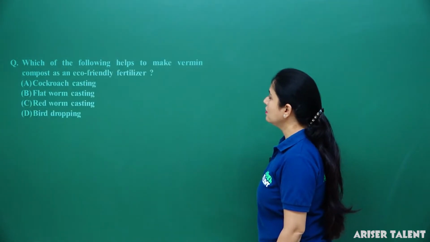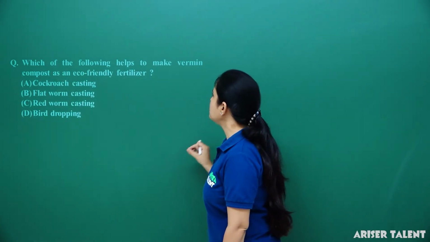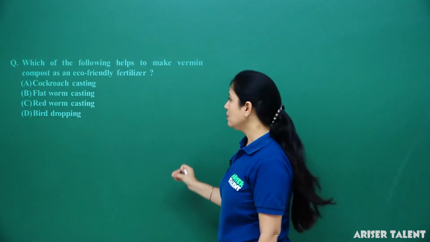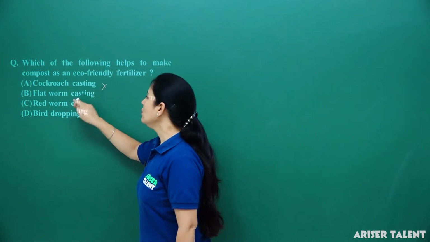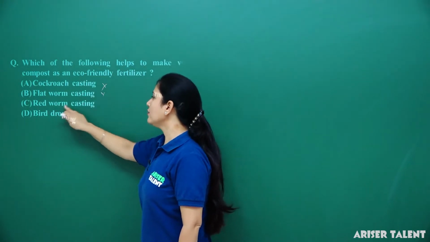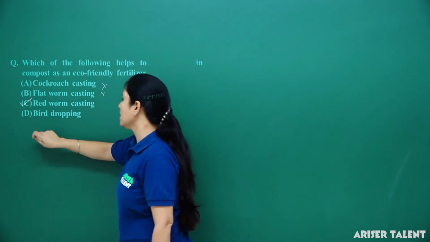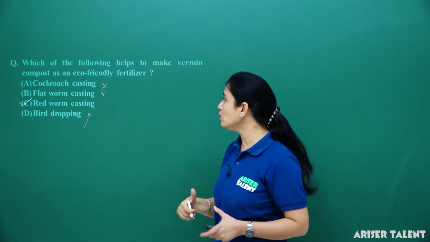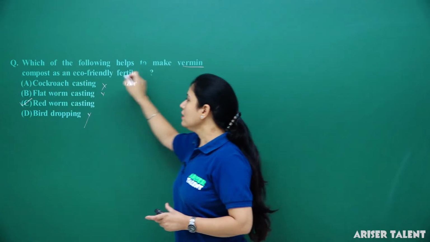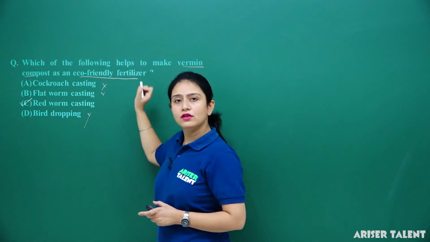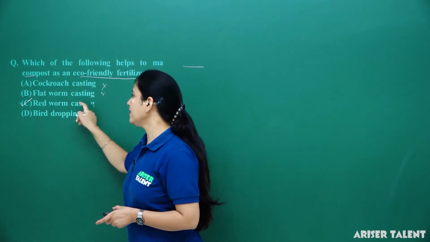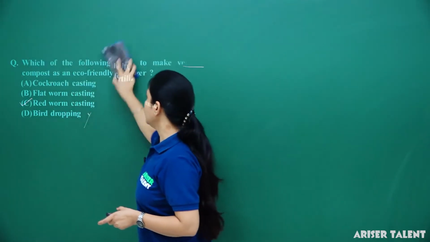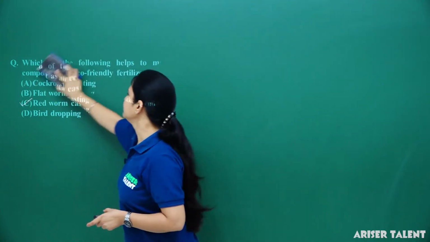Next is, which of the following helps to make vermicompost an eco-friendly fertilizer? Cockroach casting, no. Flatworm casting, no. Redworm casting, yes. Option C. Bird dropping, no. So why is it so? Redworms means earthworms. We all know that they help in vermicompost as an eco-friendly fertilizer. So the answer is redworm casting. Option C. They work as eco-friendly fertilizers.